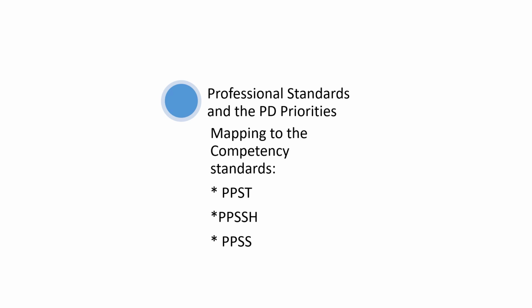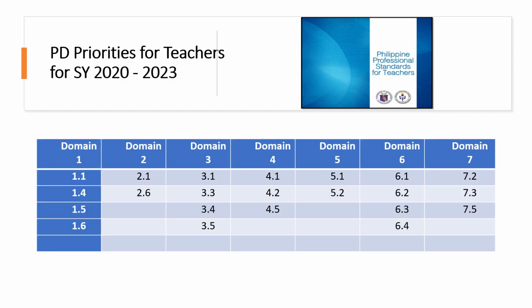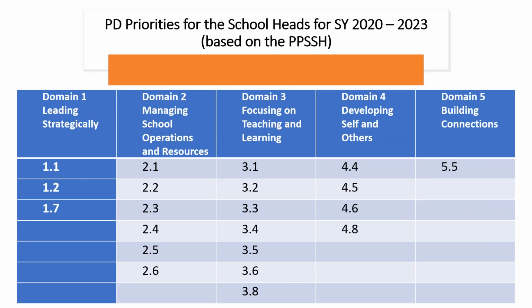Now we are ready to take a look at the PD priorities and how they are mapped in the professional standards, domains, strands, and indicators for teachers, school heads, and supervisors. For teachers, there are 22 PD priorities mapped in the 7 domains of the PPST. For school heads, 21 identified PD priorities are distributed in the 5 domains of the standard. More are obviously located in Domain 3, followed by Domain 2, which for me points to the need to firm up the role of school heads as instructional leaders.